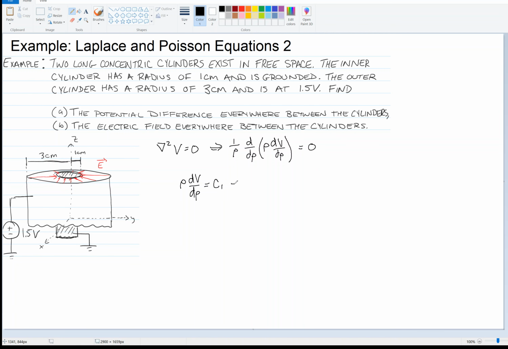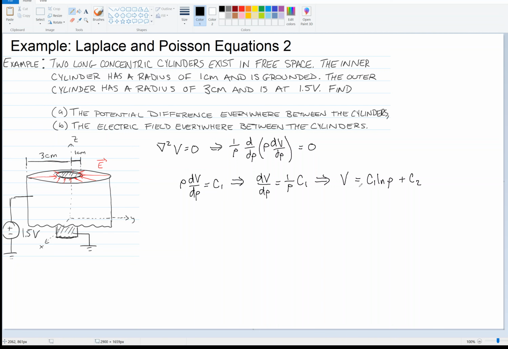Alright, so now I can certainly divide by rho. So this is 1 over rho times C1. So now I've got the derivative of V with respect to rho is 1 over rho times C1, and so I integrate again, so this is integrating a second time, and I get V is equal to C1 times the natural log of rho, because the integral of 1 over rho is the natural log of rho, and then plus a new constant of integration, C2.